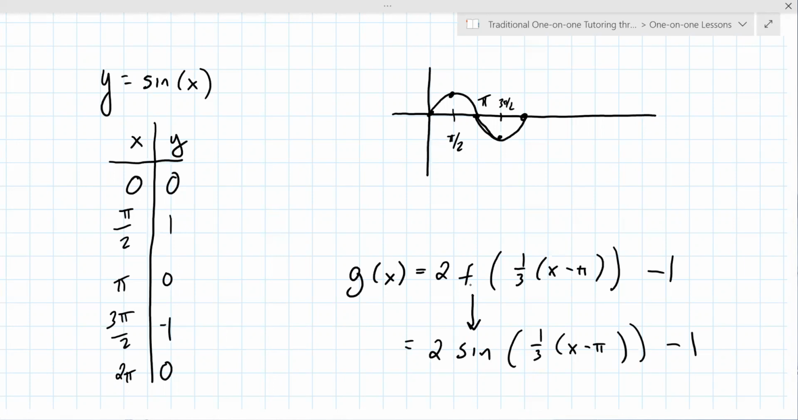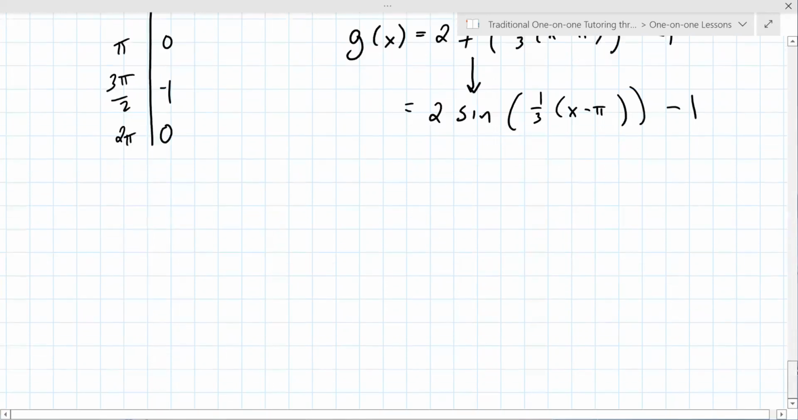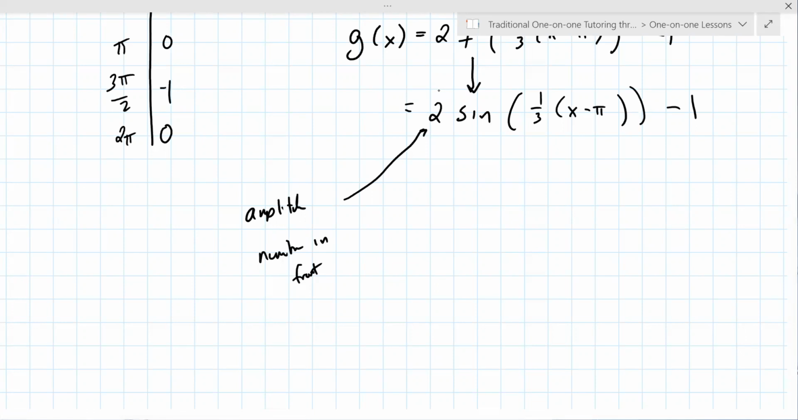All right, so there's a bunch of questions here. So the amplitude, and we'll try and do this generally, is the number in front. But there's an exception. If it's negative, it's just the number without the sign that's in front. So if it was -2, the amplitude is 2. Or if it's -3, it's 3. But it's the number in front.